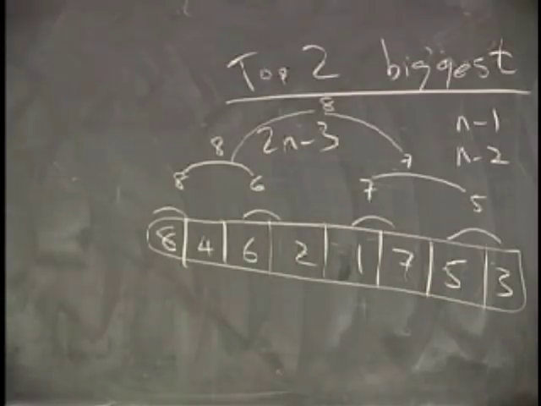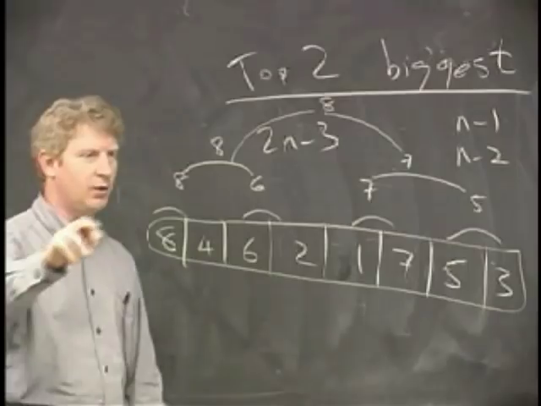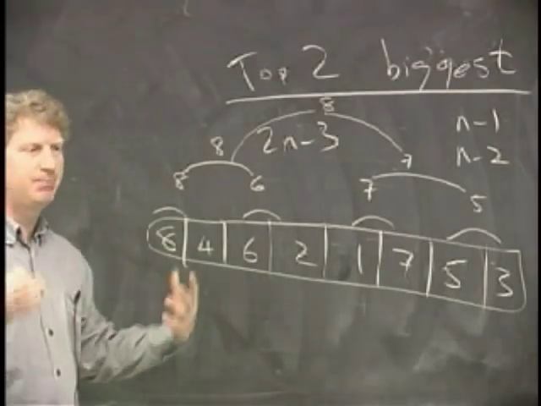That is, it has to be 8-6-1 or 8-6-7-5 or 4. Good. And let me say what it is more generally. Good. And this will answer your question. Where can the second biggest be in this tree?